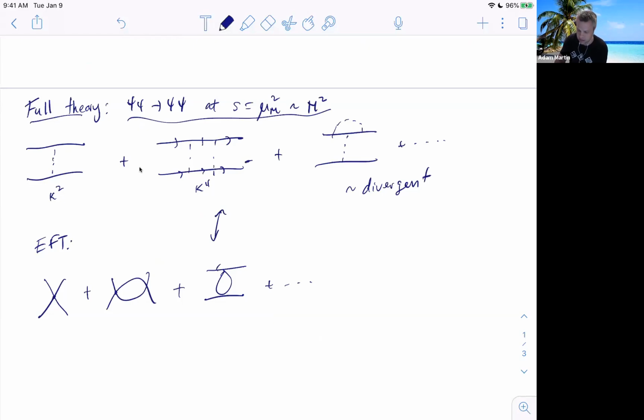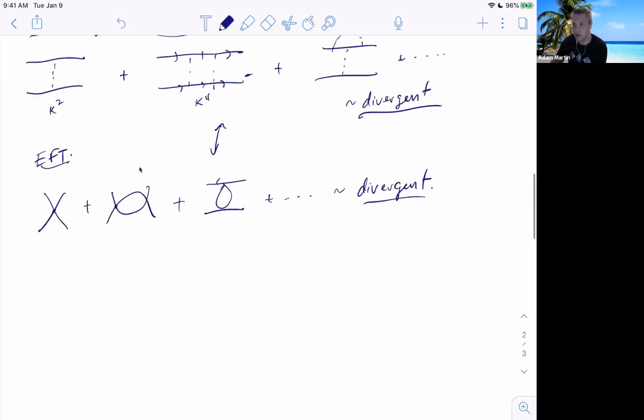But first, I've got to deal with the fact that, sure, we already said the full theory is going to have divergences in it. Those loops are going to blow up. The effective theory, sure, again, we could just count propagators and spot divergences in this. So these are also divergent. So what do we do? Do we worry about this? No.